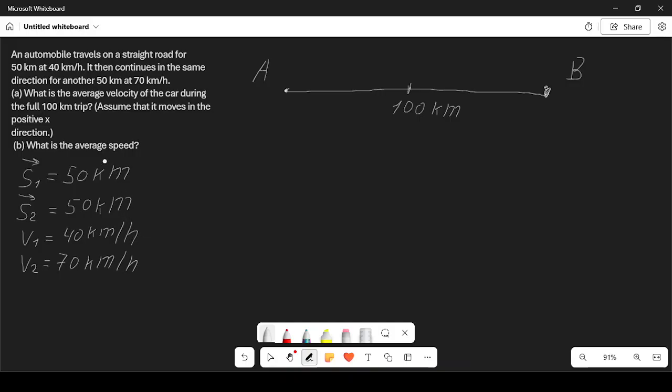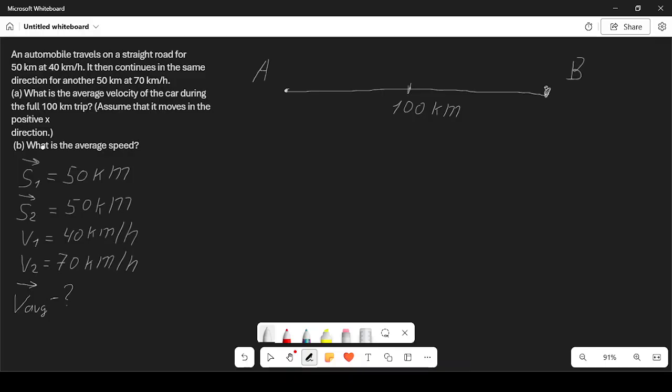Okay. So what do they ask us? They ask us to find what? What is the average velocity of the car during the whole trip, the 100 kilometer trip? Assume that it moves in the positive x direction. So it's a positive direction, okay. So they ask us to find average velocity. Velocity is a vector quantity. Average velocity they ask us to find.